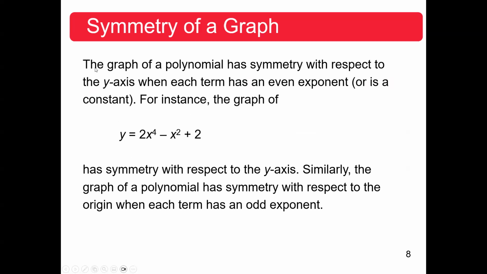So let's see an example. The graph of a polynomial has symmetry with respect to the y-axis when each term has an even exponent or is a constant. For instance, the graph of y = 2x^4 - x^2 + 2 will have symmetry with respect to the y-axis. Similarly, the graph of a polynomial has symmetry with respect to the origin when each term has an odd exponent.